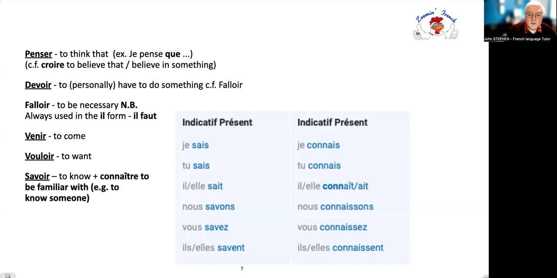So, il, elle connaît, then nous connaissons, don't forget the double S is a big S. Nous connaissons, vous connaissez, il, elle connaissent. Again, that big S, connaissent, so they know.